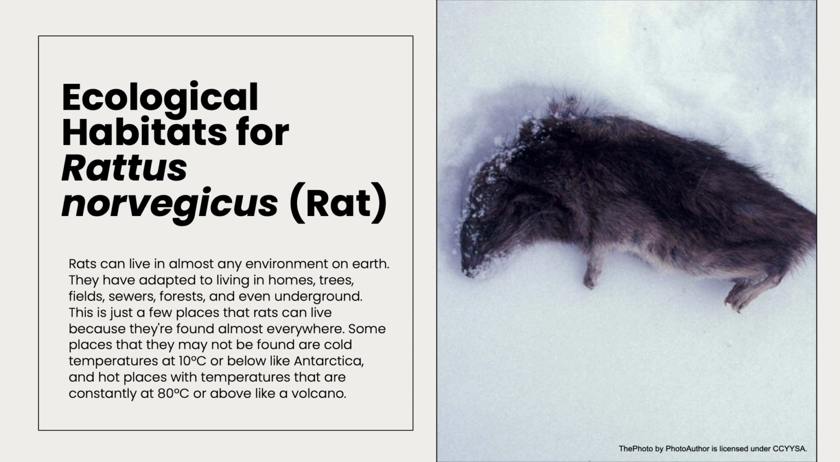Now we're looking at the abiotic factors of the rat. Rats can live in almost any environments on Earth, including homes, trees, fields, forests, and even underground. They are found almost everywhere. Some of the places that they have not been found are extremely cold or hot areas. They prefer to be in mild temperatures.